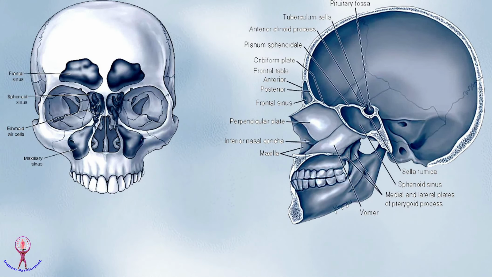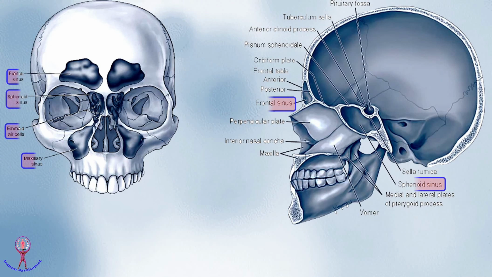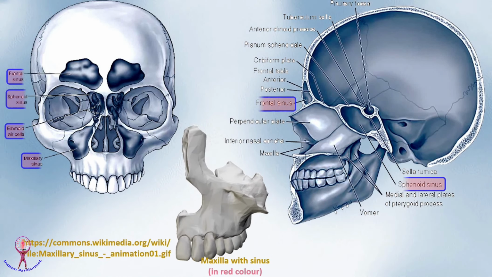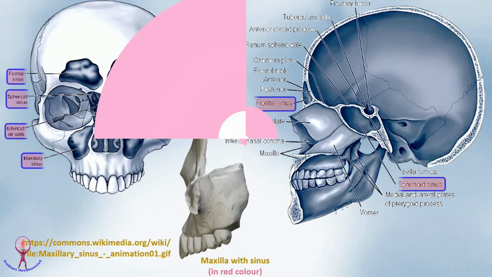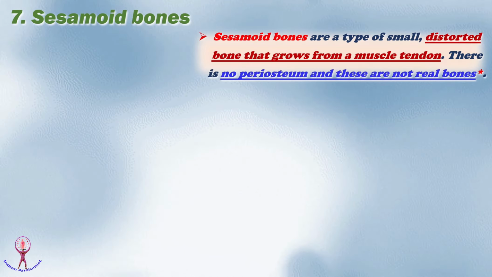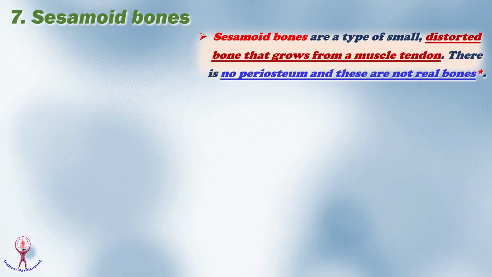These images elucidate the anatomical arrangements of pneumatic bones, specifically the bones involved in the formation of the paranasal air sinuses. The final type of bone, from the classification according to their position, is the sesamoid bone. What are sesamoid bones? Sesamoid bones are a type of small, distorted bone that grows from a muscle tendon.